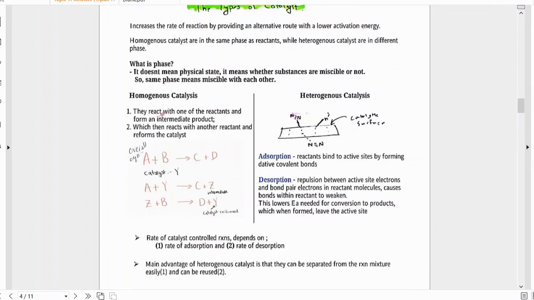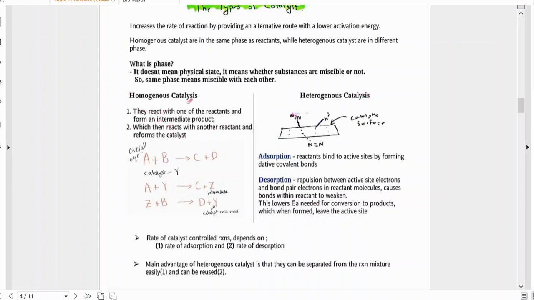Homogeneous catalysis and heterogeneous catalysis. You do have to know the mechanism by which homogeneous catalysts work and heterogeneous catalysts work. You have to know these mechanisms. I have written this pretty briefly, just 2 points, because I have taken them from the mark scheme.